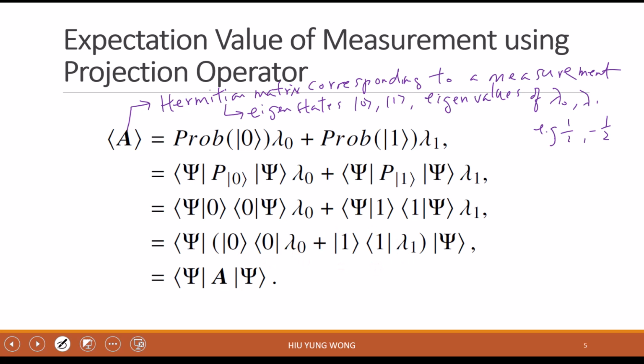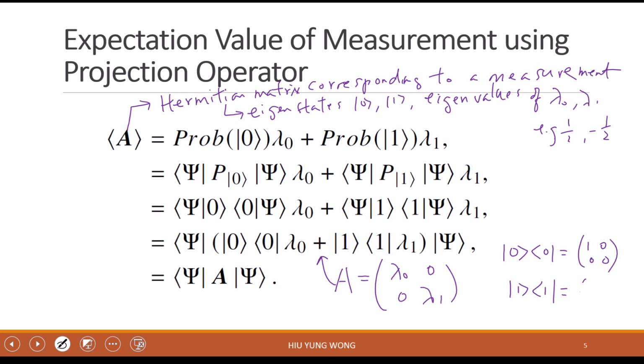Why? Because if you go through the calculation, you see that this one is A. Because the outer product of 0, as we just calculated earlier, equals the matrix 1, 0, 0, 0. If you repeat with the outer product of 1, what you get is 0, 0, 0, 1. So basically, this is this matrix times lambda 0, and this is this matrix times lambda 1. You add them together, it becomes this.